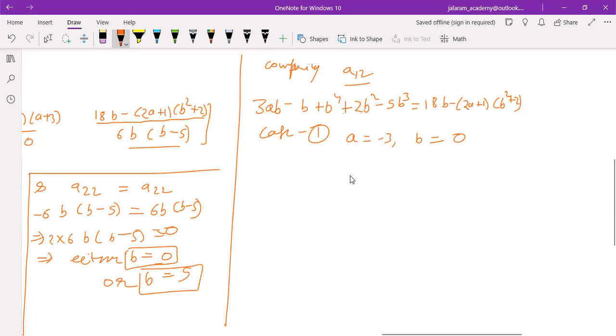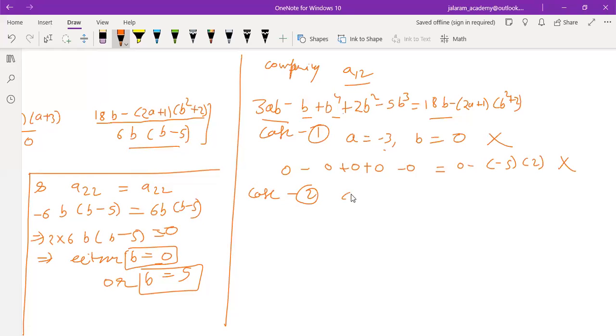If it is not satisfying, this is not the correct value. So first 3AB means it will produce 0. B also becomes 0. Again 0. Again 0 and 0. Means left hand side is 0. Now about right hand side, 18 into 0, 0. Minus 2A plus 1. So 2 into minus 3, minus 6 plus 1, minus 5 into 2, which is not equal. So these are not the correct values, cancelled.